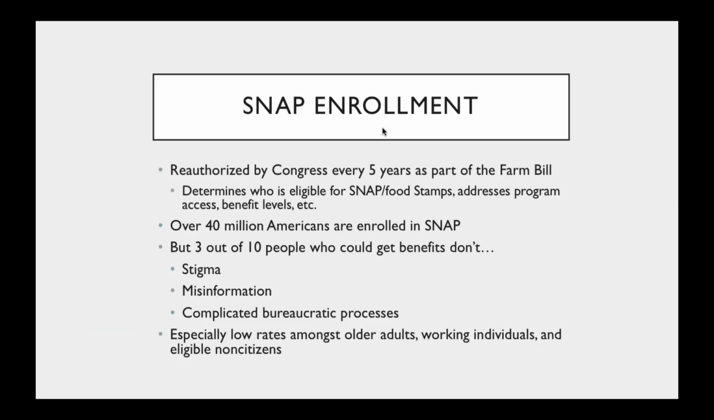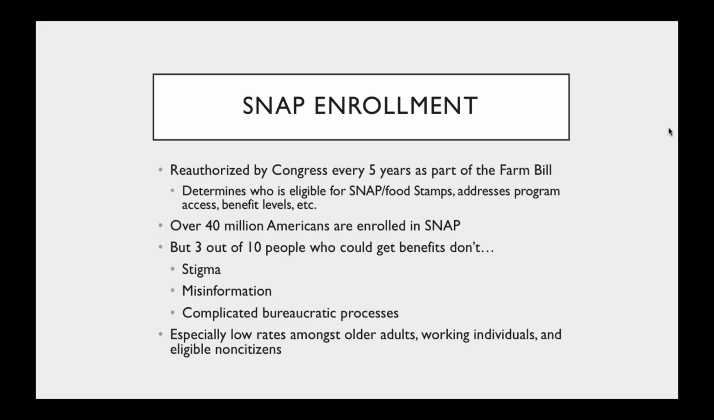SNAP is reauthorized by Congress every 5 years as part of the Farm Bill. So every 5 years, it's kind of redetermined who is eligible to receive SNAP benefits, or formerly food stamps. And also the program access and benefit levels are all reevaluated.